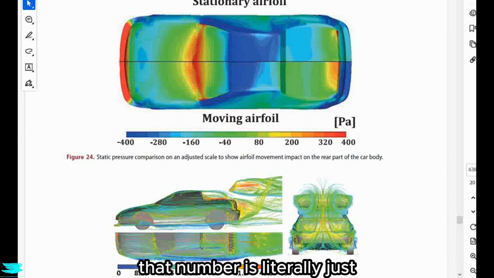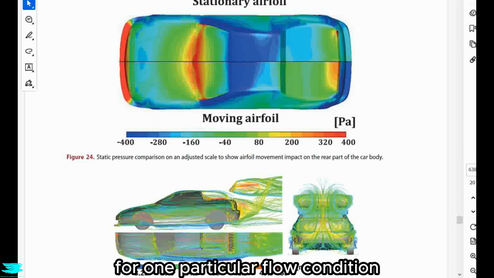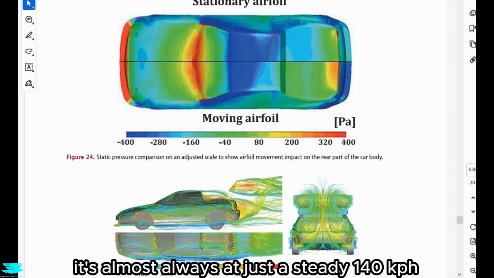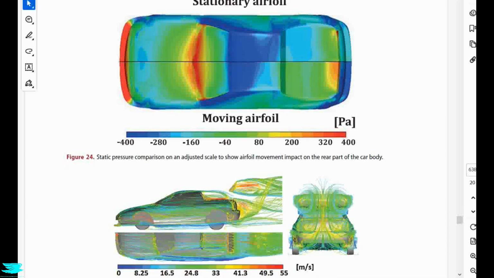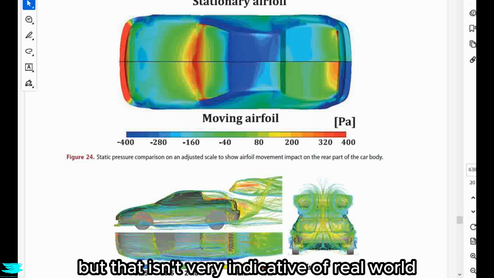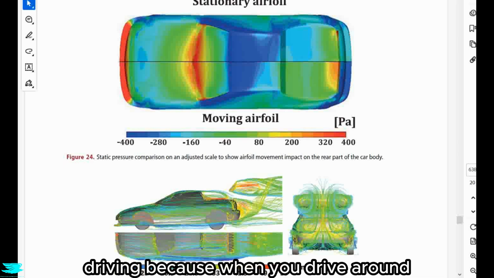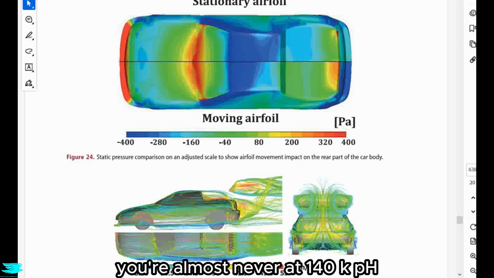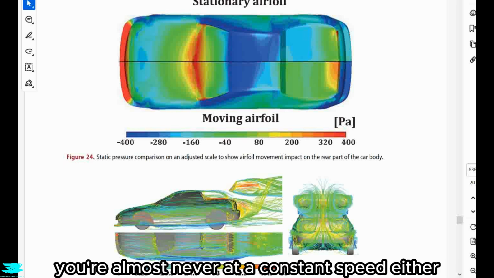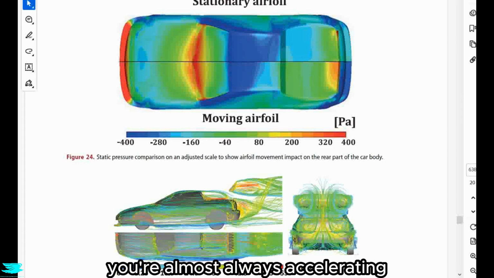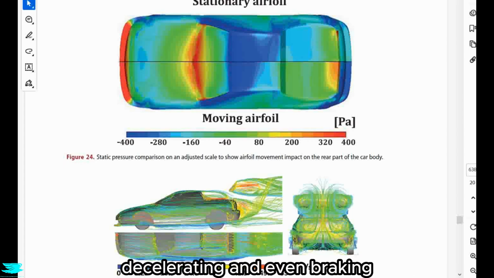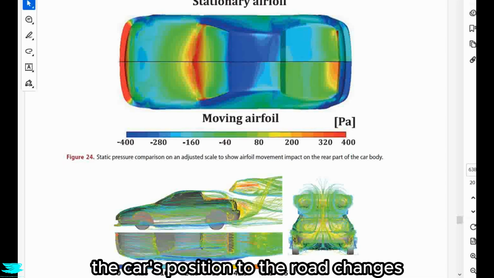So that number is literally just for one particular flow condition. It's almost always at just a steady 140 kph. But that isn't very indicative of real world driving, because when you drive around, you're almost never at 140 kph. And what's more, you're almost never at a constant speed either. You're almost always accelerating, decelerating, and even braking. And during these maneuvers, the car's position to the road changes.